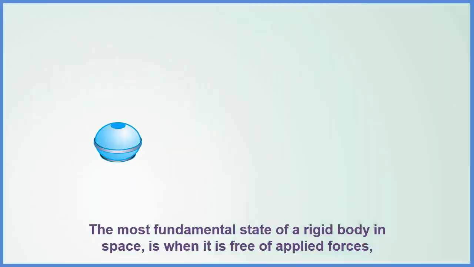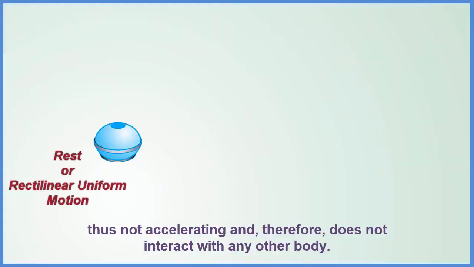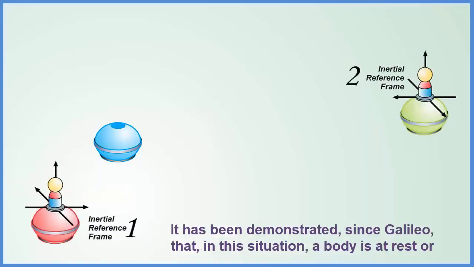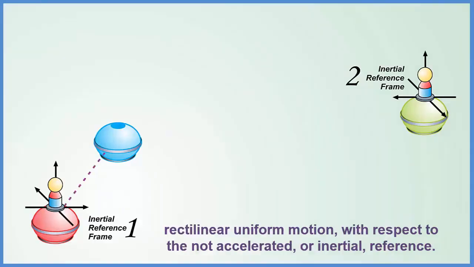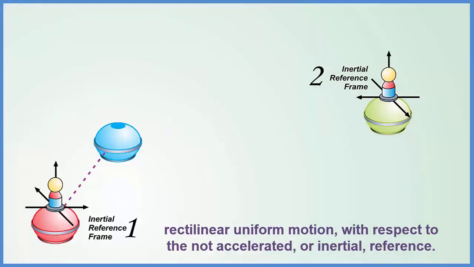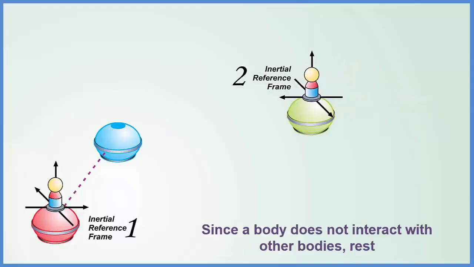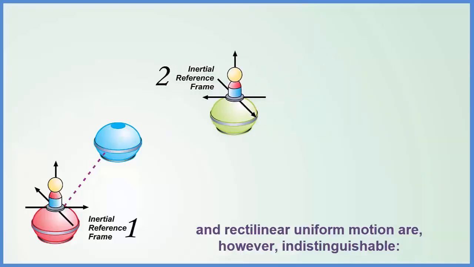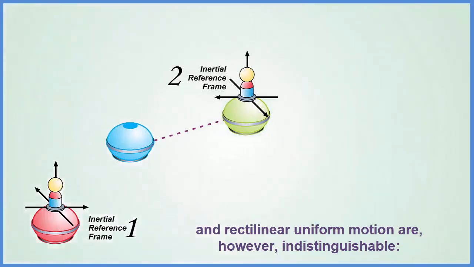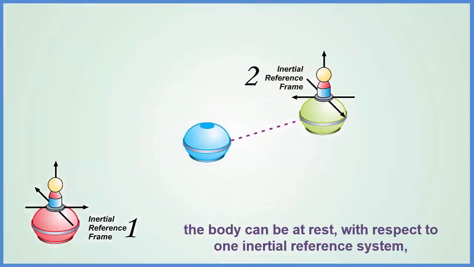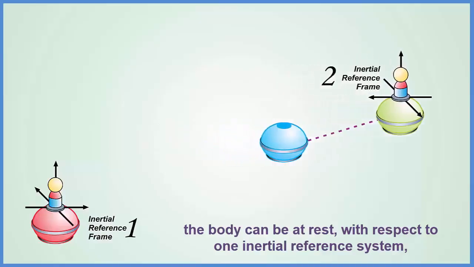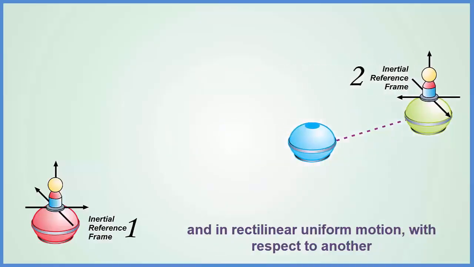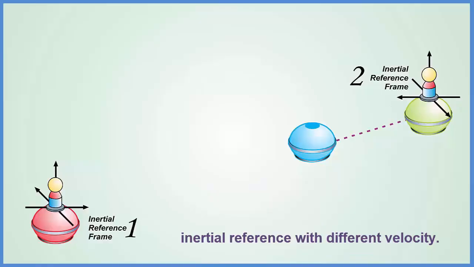The most fundamental state of a rigid body in space is when it is free of applied forces, thus not accelerating and therefore does not interact with any other body. It has been demonstrated, since Galileo, that in this situation a body is at rest or rectilinear uniform motion with respect to the not accelerated or inertial reference. Since a body does not interact with other bodies, rest and rectilinear uniform motion are, however, indistinguishable. The body can be at rest with respect to one inertial reference system and in rectilinear uniform motion with respect to another inertial reference with different velocity.